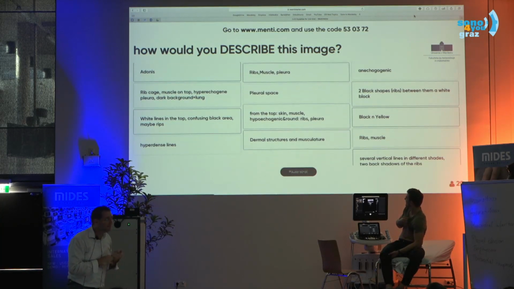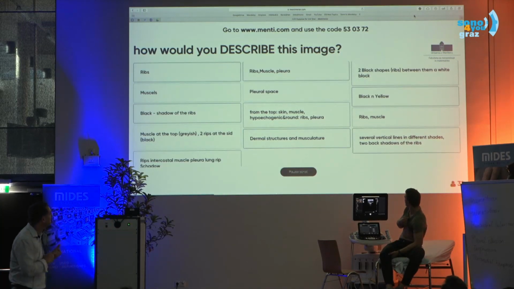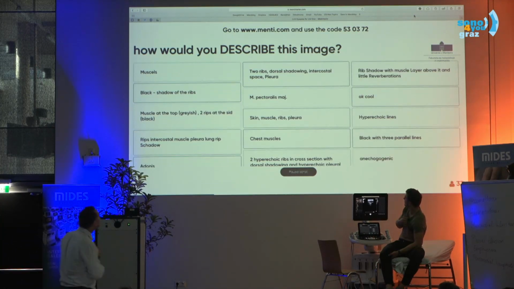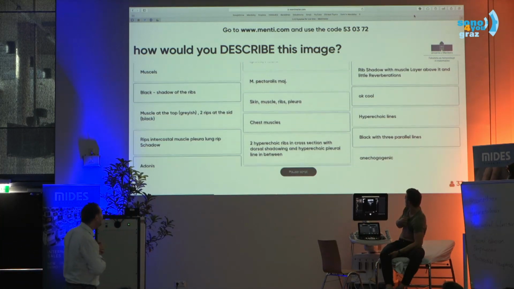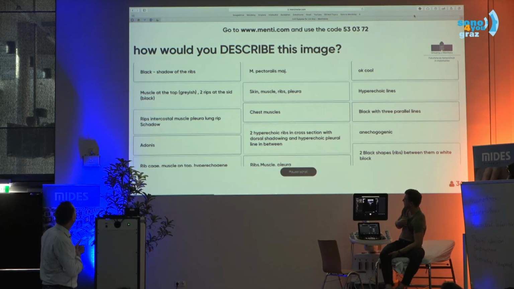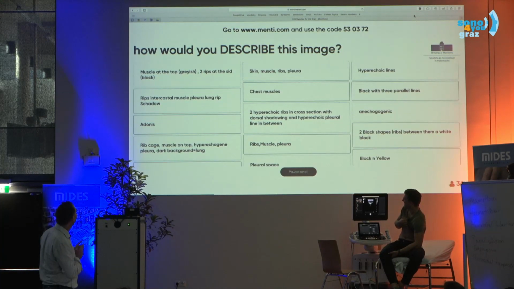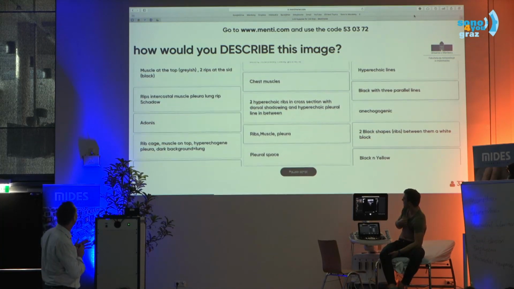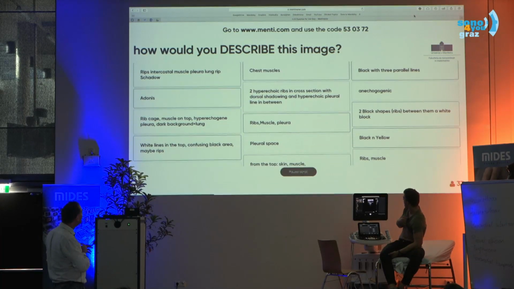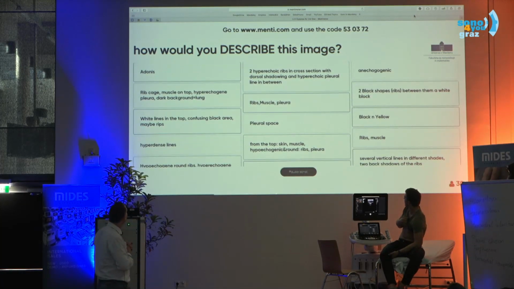Anybody color blind here? Dermal structures and musculature. Several artifact lines in different shades. 2 black shadows on the ribs. Very good. Anechogenic, that was also there. Rib cage, muscle on top, hyperechogenic, dark background, yellow lung, okay. Black and yellow, sweet and sour, ribs and muscle, good.